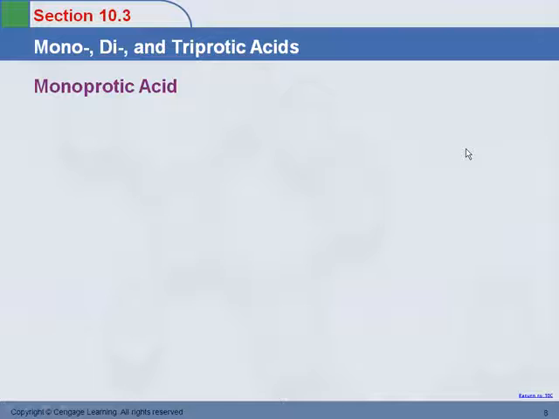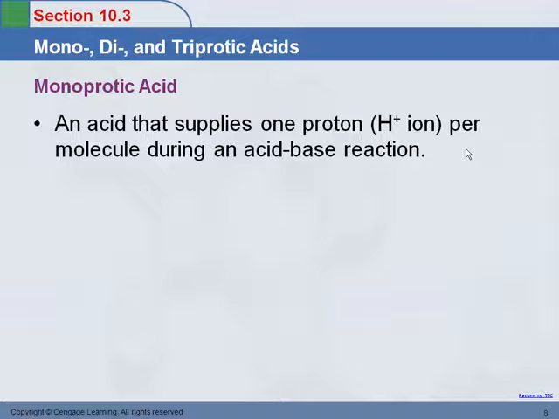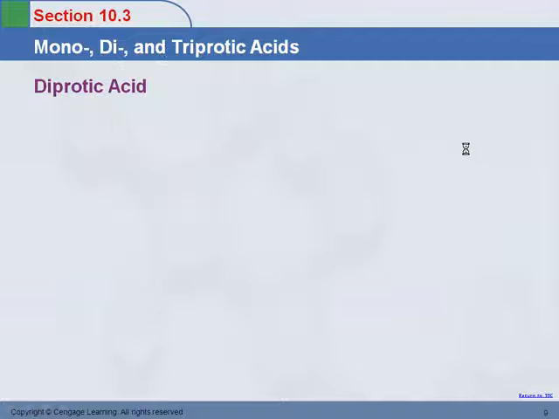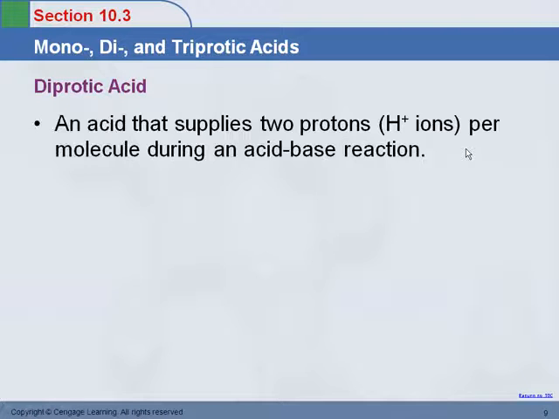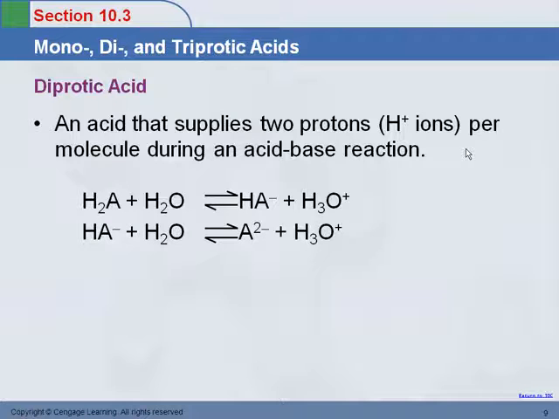Acids are classified according to the number of hydrogen ions that they have. A monoprotic acid has one hydrogen, so one proton per molecule during an acid-base reaction. Diprotic means you have 2 protons per molecule, and we can see that shown here in the formula with a 2 on my acidic hydrogens. That means I actually have 2 reactions going on: one reaction for the removal of the first proton, which is here, and an additional reaction for the removal of the second proton.